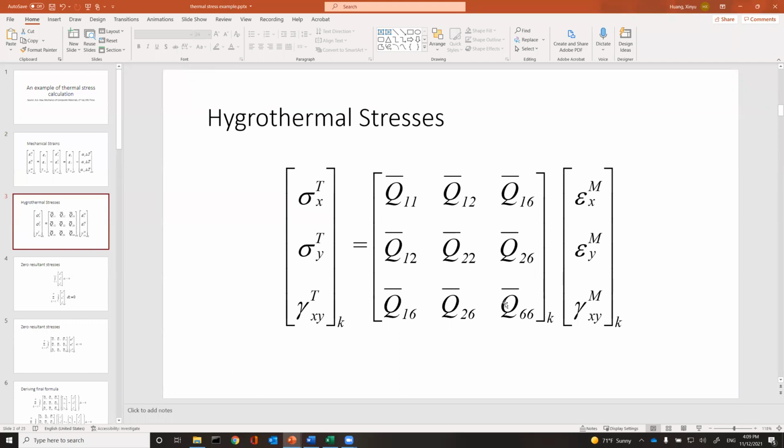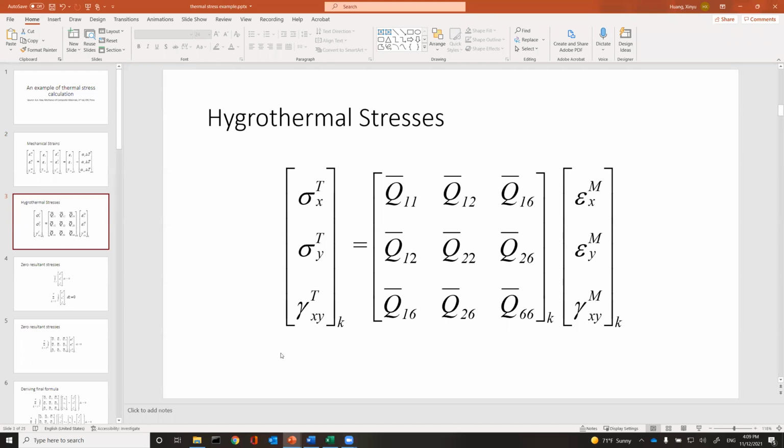If there is a thermal effect in combination with external loading, then the total mechanical stress will be the thermal stress superimposed by the mechanical stress. In this example, we assume there's no mechanical loading, just the thermal effect.